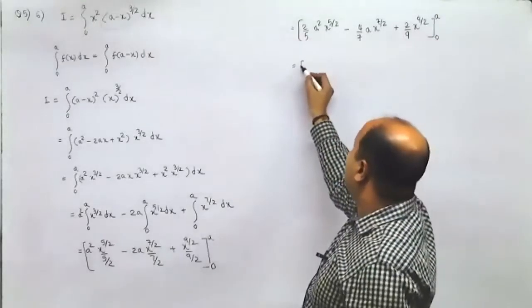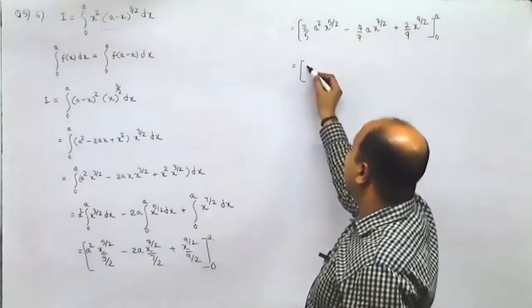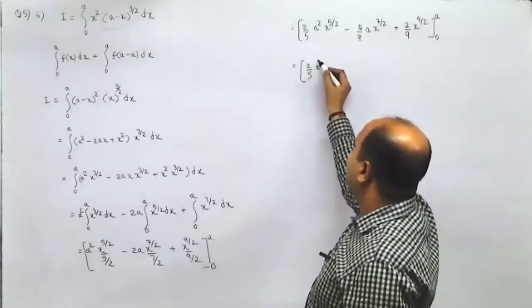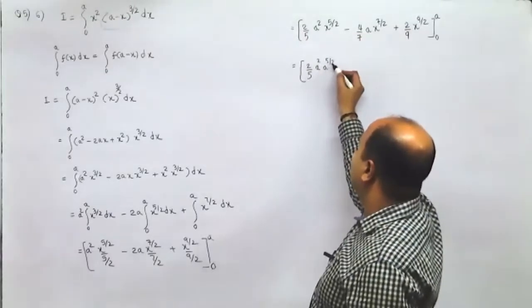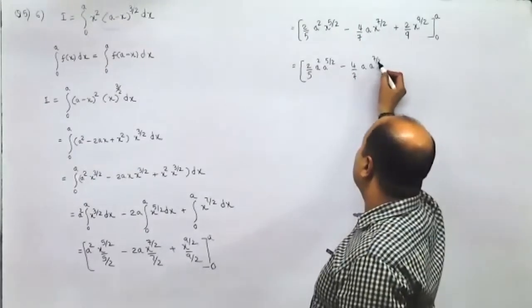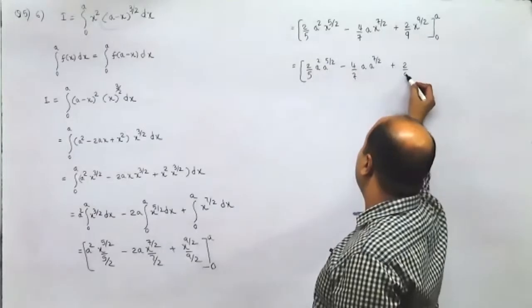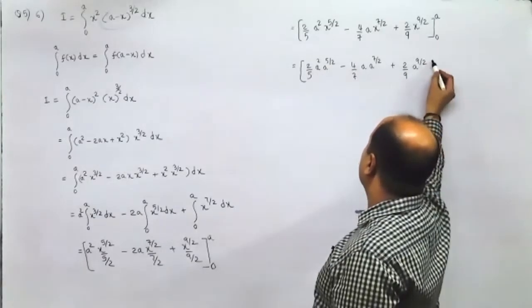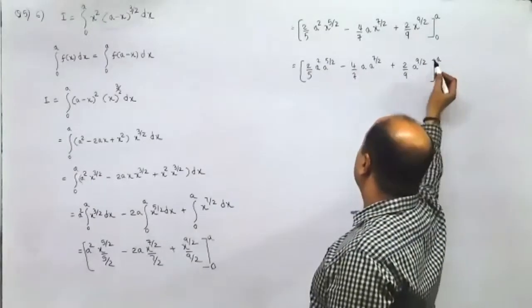So this would be, when you take it inside, it would be 2 by 5 a square into a raised to 5 by 2 minus 4 by 7 a into a raised to 7 by 2 plus 2 by 9 into a raised to 9 by 2.